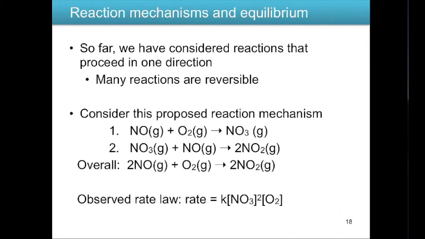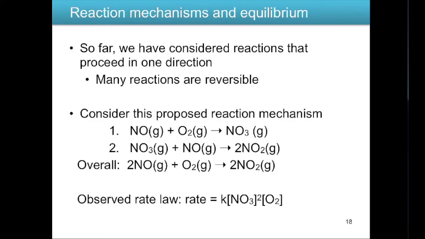Okay, so now here's something that will take a little bit of time to explain, and I have 3 examples that probably will take a little bit of time to go over. So far we've considered reactions that proceed in one direction, and as I said in the previous section, we will be getting used to reactions that go in reverse starting from chapter 14. So let's consider this proposed reaction mechanism. So we have 2 steps with an overall reaction and an observed rate law.